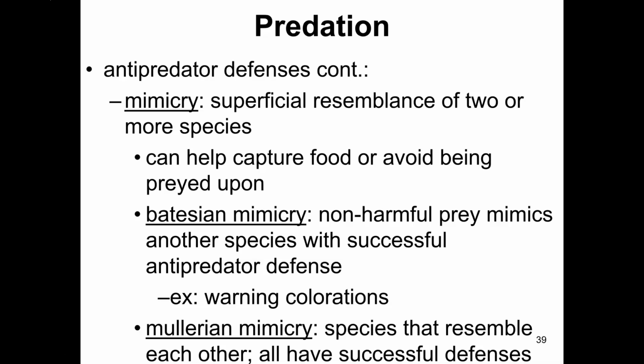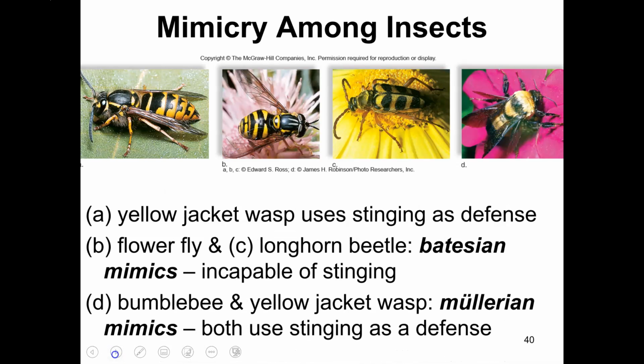Mullerian mimicry occurs when you have more than one species that all have successful defenses, and they resemble each other to ward off, again, predators. So let's look at this. This is a yellow jacket. Yellow jackets have a very good stinging defense. And then D, this is a bumblebee. Bumblebees also have a good stinging defense. These two can hurt us, right? And everybody knows black and yellow, stay away so that you don't get stung, right?